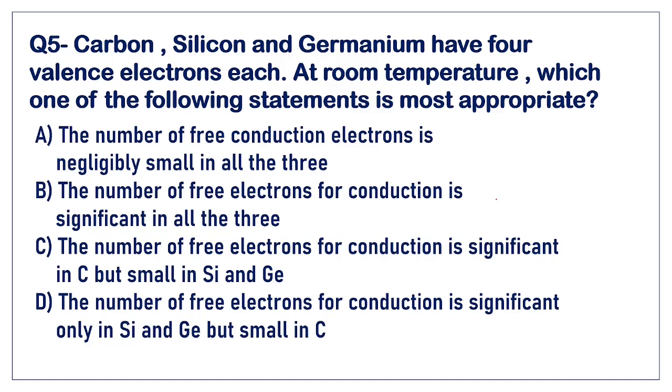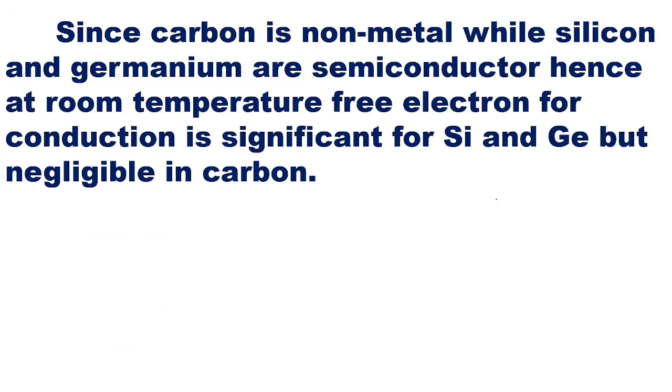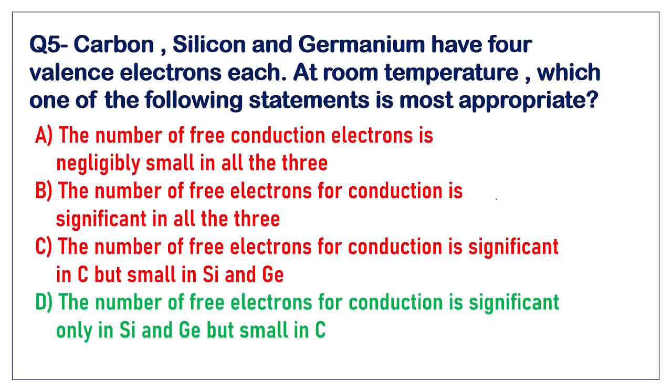Now, if you see these elements, silicon and germanium are semiconductors, and carbon is a non-metal. Therefore, it is obvious that the number of free electrons for conduction is significant only in silicon and germanium, and it is very small in carbon. So option D will be the right answer here. Since carbon is a non-metal while silicon and germanium are semiconductors, at room temperature free electrons for conduction are significant for silicon and germanium but negligible in carbon. So here option D is the right answer. Then we'll go to the next question.